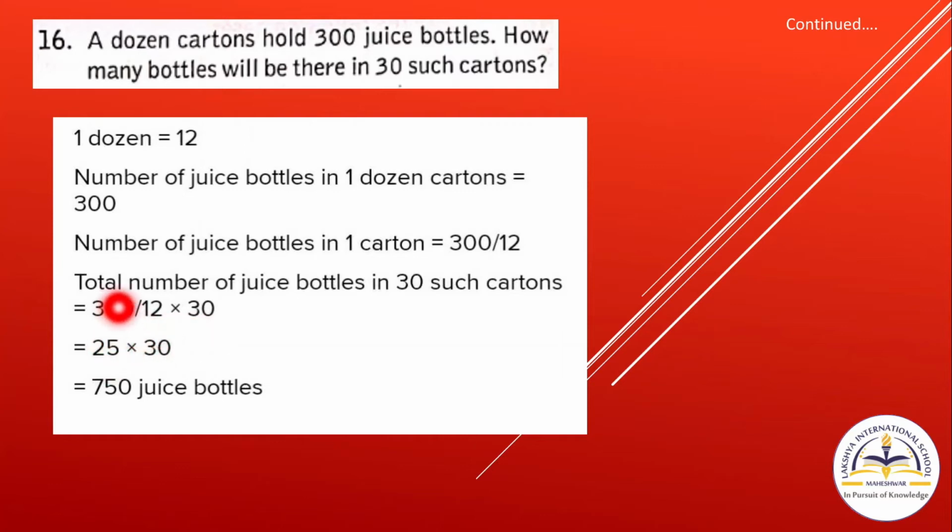Now you have to divide this number. You will get 25 into 30. Now you will multiply 25 and 30. You will get 750 juice bottles.